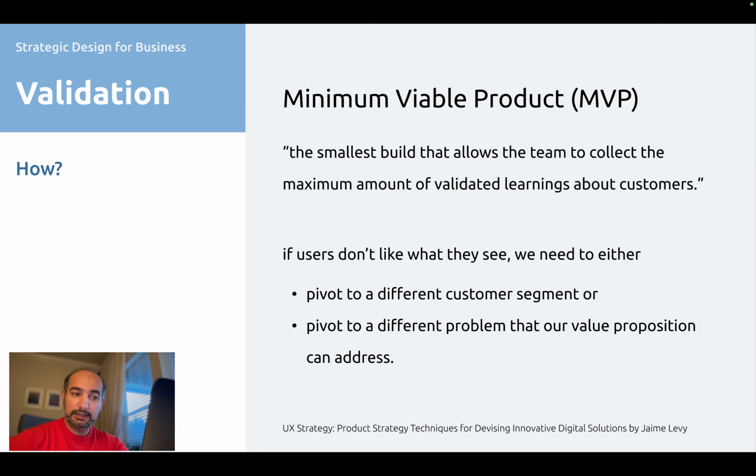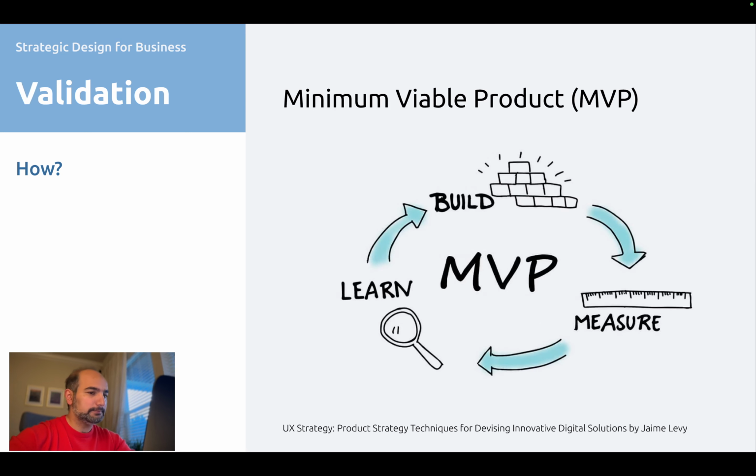If users don't like what they see, we need to either pivot to a different user segment or pivot to a different problem that our value proposition can address. Maybe our users have a problem, but their problem is not what we thought. So this is how this idea of minimum viable product works.